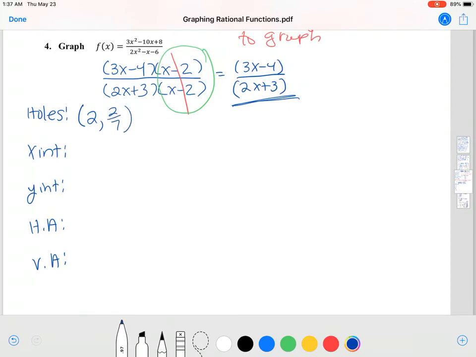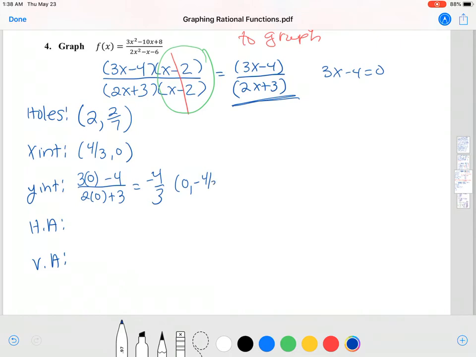For my x-intercept, I want to look after simplification what makes the top 0. And again, if you can't do it in your head, do some scratch work off to the side and set that top equal to 0 so you can see what that value of x would be. So when you do that, you get 4/3. If I write it as an ordered pair, it would be 4/3, 0. The y-intercept is the value of y when x is 0, so I would plug in 0 everywhere I see x, and I would get -4/3. If I write it as an ordered pair, it would be 0, -4/3.